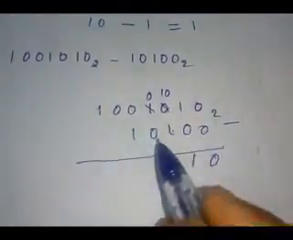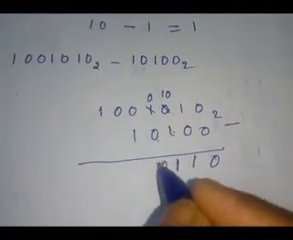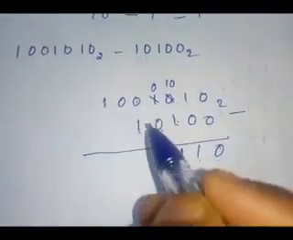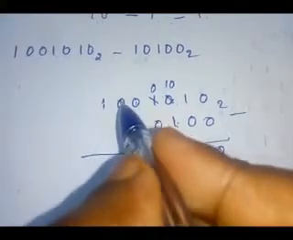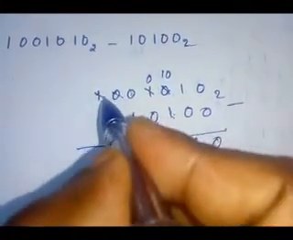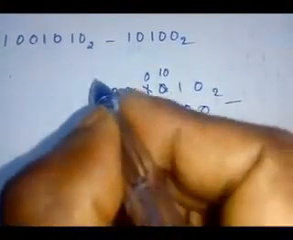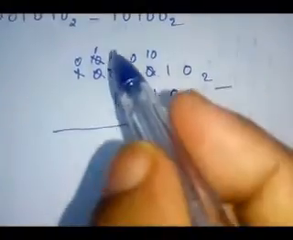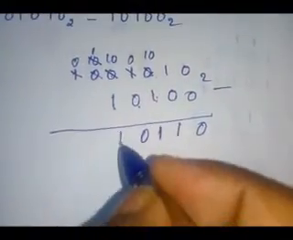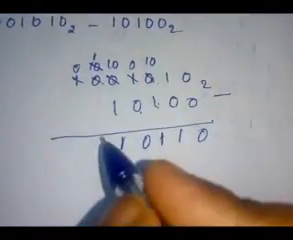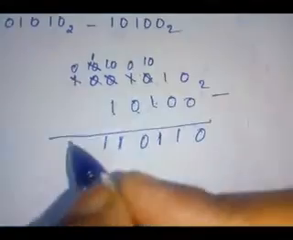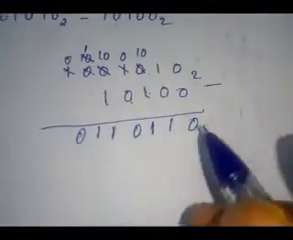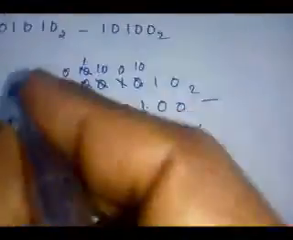Here 0 minus 0 is 0. 0 minus 1, can we subtract? No. We have to take the borrow. Here also nothing, so from here you have to take the borrow. This becomes 0, this becomes 1 0. Take 1 from here. This becomes 1, this becomes 1 0. Understand? Then 1 0 minus 1 is 1. Here 1 minus 0 is 1. Then 0 minus 0 is 0. This is the binary equivalent of this.